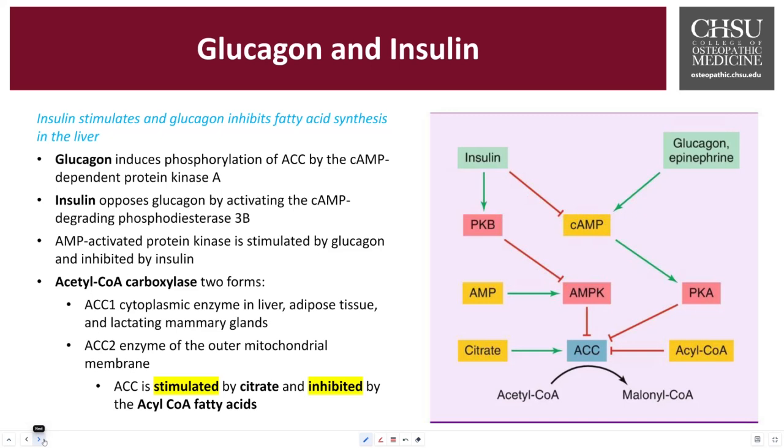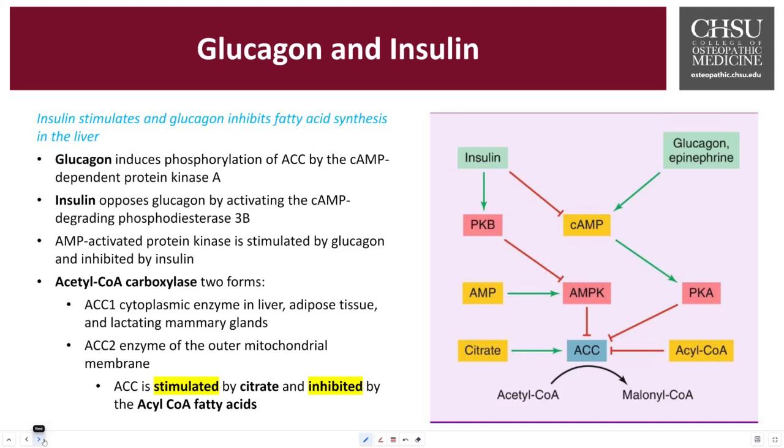Another important regulator of fatty acid metabolism is AMPK, AMP-activated protein kinase. Glucagon will stimulate AMPK, which inhibits fatty acid synthesis, while insulin inhibits AMPK, allowing the activation of fatty acid synthesis. So just remember that glucagon is going to inhibit fatty acid synthesis, whereas insulin will activate fatty acid synthesis.